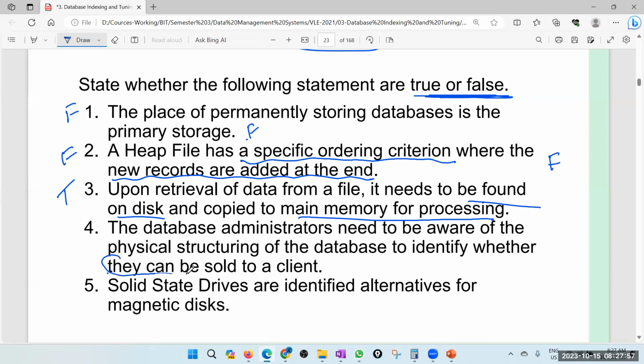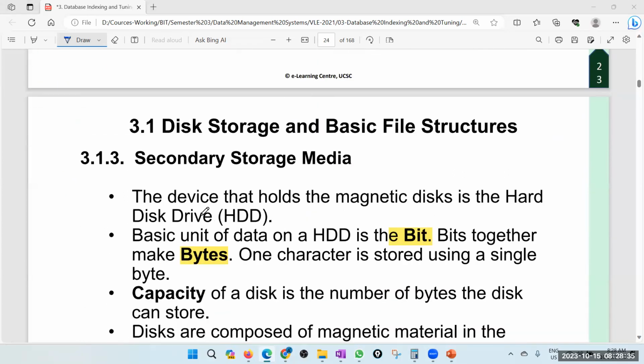I think something is wrong with the English also. But anyway, I will assume that what they mean by "they" is the database or the database management system. It's heavily confusing English. Okay. Solid state drives are identified as an alternative for magnetic disks. Yes, right. Anyway, the fourth one, I don't know what kind of English that is. So that is also my answer. Right, so next one.